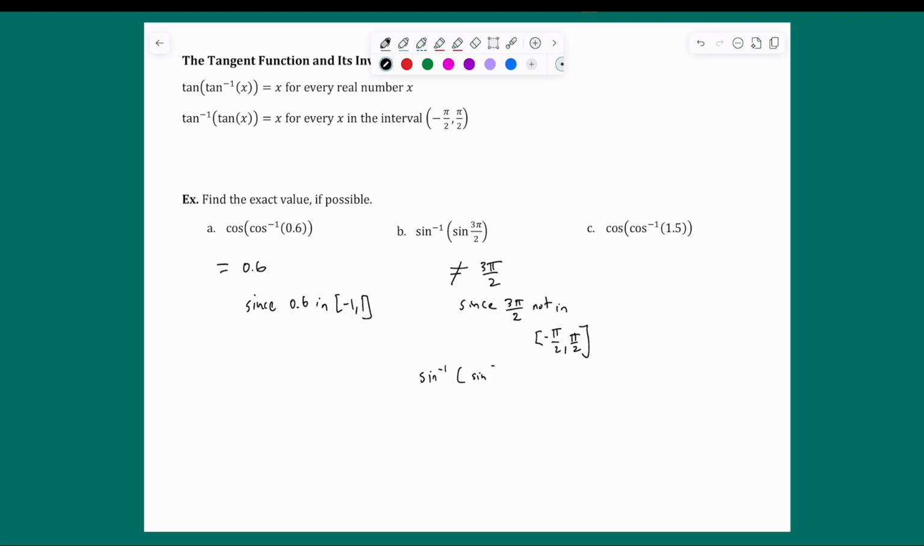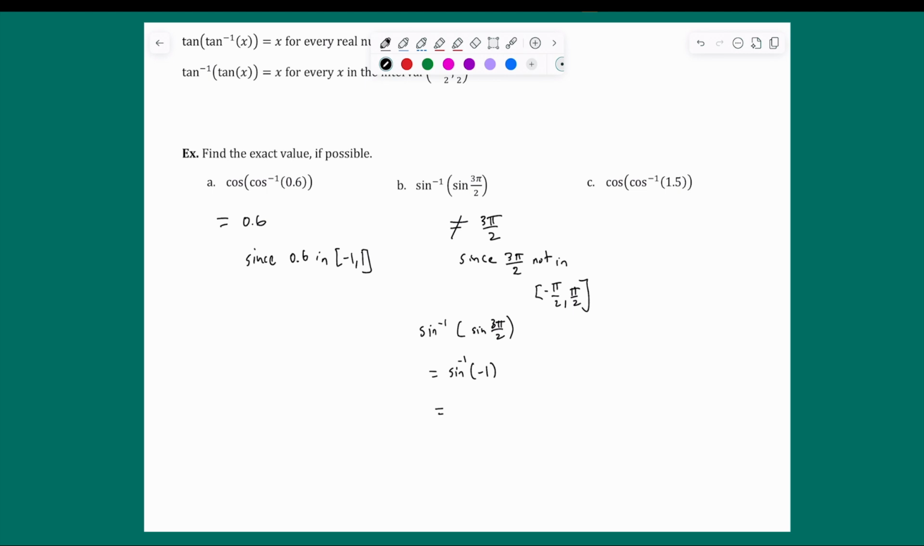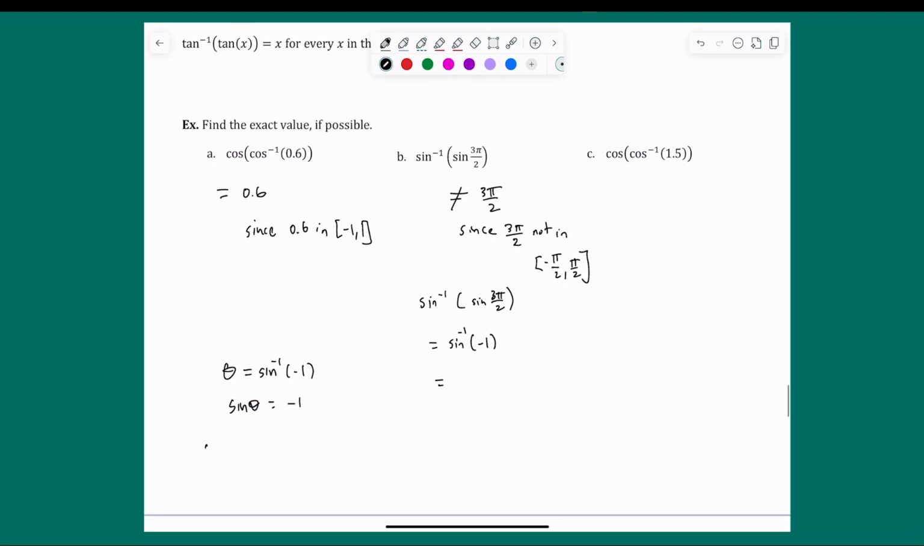So what is sine of 3 pi/2? Well, we know sine of 3 pi/2 because sine is defined for all real numbers. Okay, and so we know that value is just simply going to be -1. And then sine inverse of -1, well, once again, if theta is equal to sine inverse of -1, which means sine of this angle is -1, and we have to have theta in the interval between -pi/2 and pi/2. So the only choice for that would be theta equal to -pi/2. And so we see this is -pi/2.